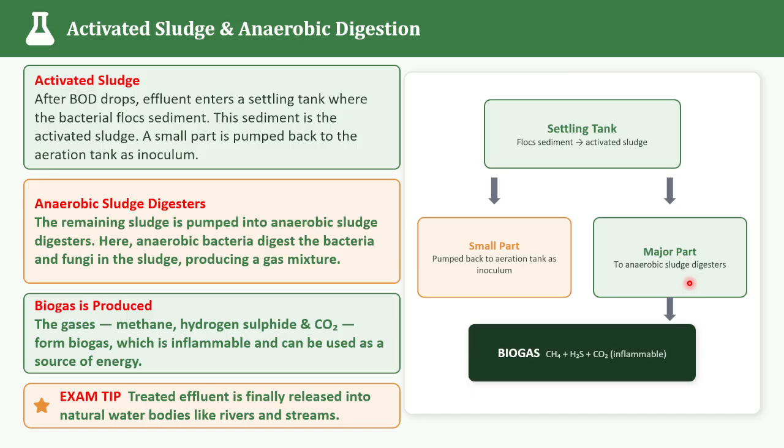So during this process, gases are produced. Mainly it produces methane, nothing but our biogas, and also hydrogen sulfide, that is H2S, and carbon dioxide, CO2. Together all these gases form the biogas. So what is biogas? It is a combination of methane, hydrogen sulfide and carbon dioxide. They form the biogas, which is inflammable and can also be used as a source of energy.